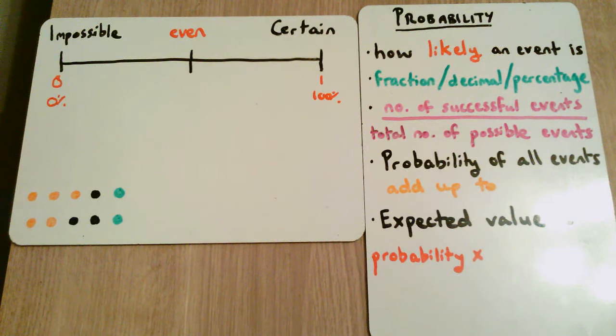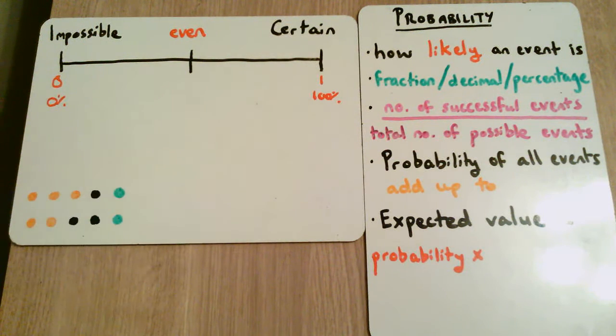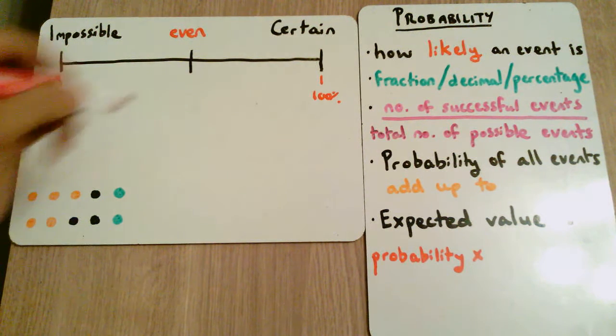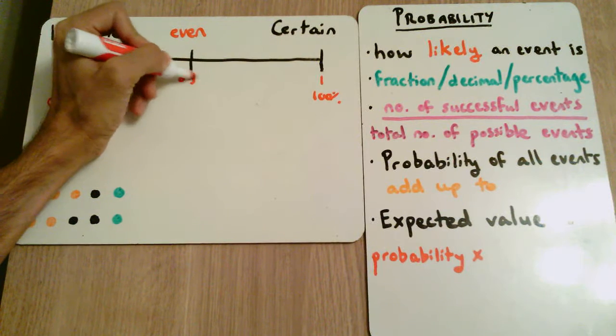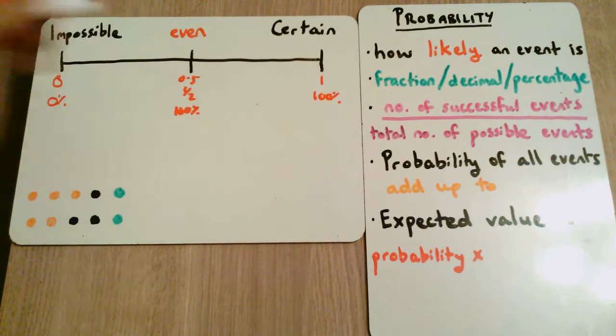Whereas if I wanted to take one at random, what's the probability that I choose either an orange, a black, or a green? Well, that's all of my options, and so therefore the probability of picking either an orange, green, or black would be 100%. Now, in the middle of my probability scale, I have this phrase called an even probability or an even chance, and that effectively refers to a probability of 0.5 or a half or 100%.